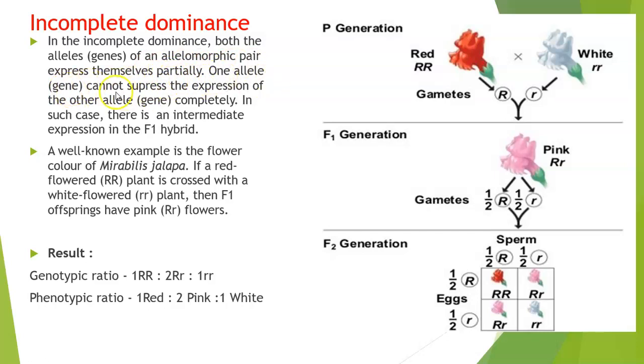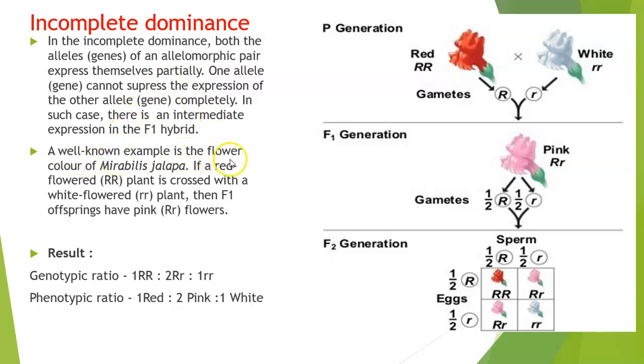One allele or the gene cannot suppress the expression of the other allele or the gene completely. In such cases, there is an intermediate expression in the F1 hybrid. Remember the law of dominance? You have one allele which is completely dominant over the other. But here you see one is not able to be completely dominant over the other, and hence there is partial expression of both the alleles.